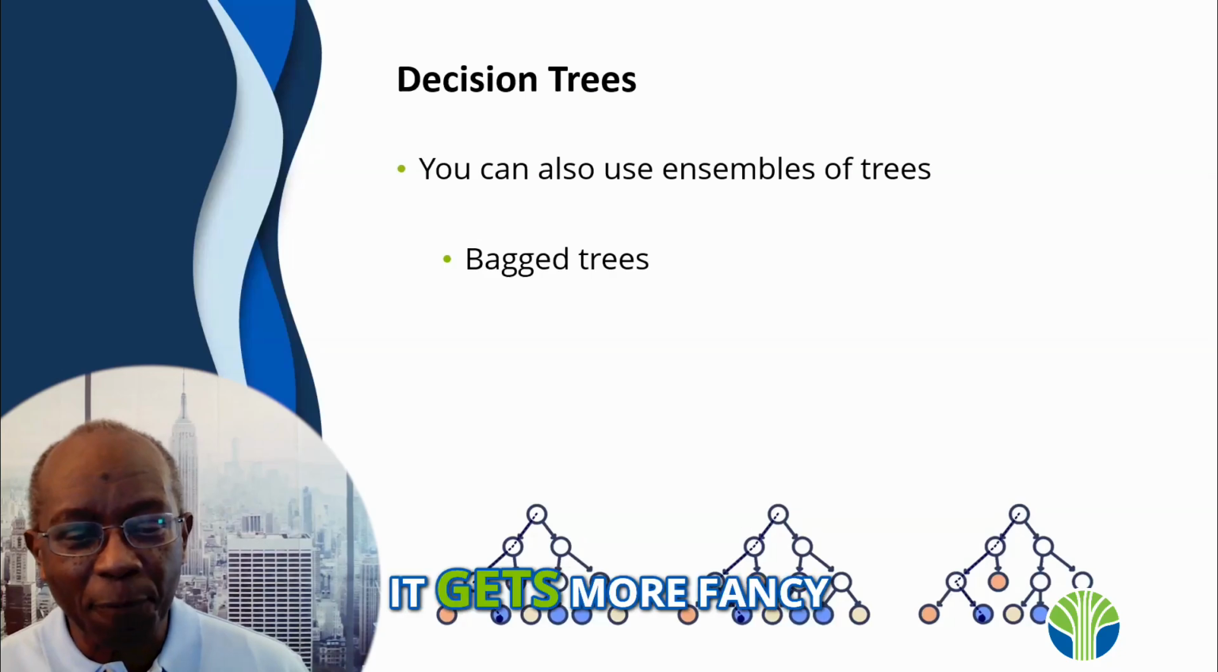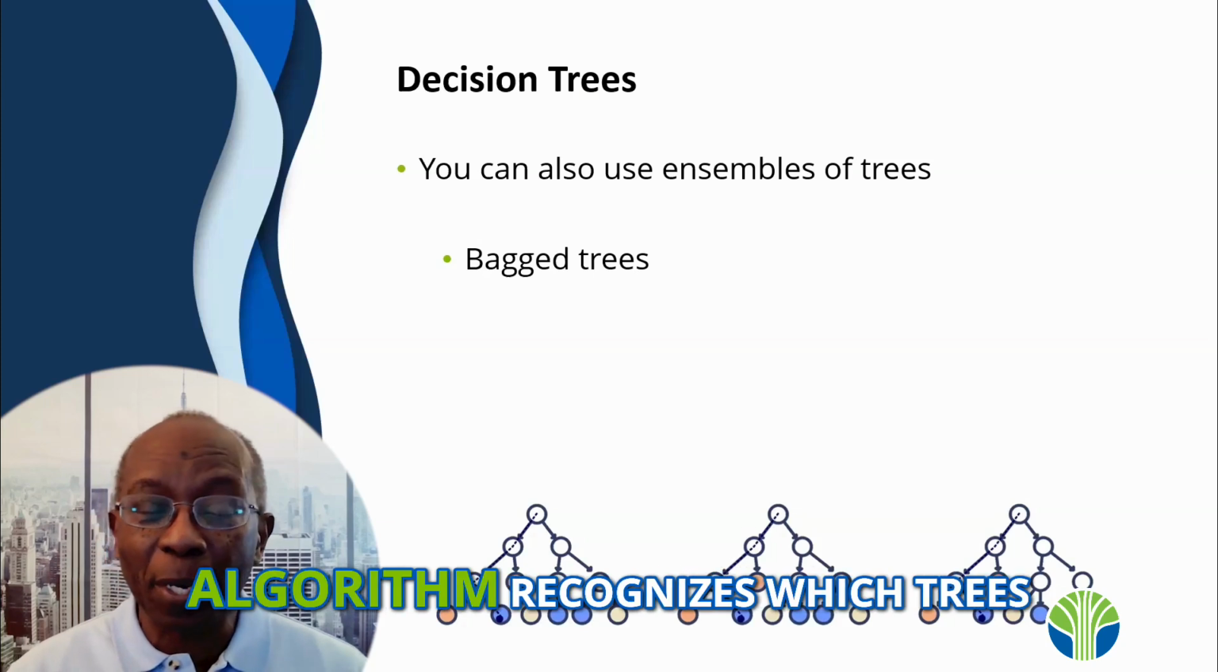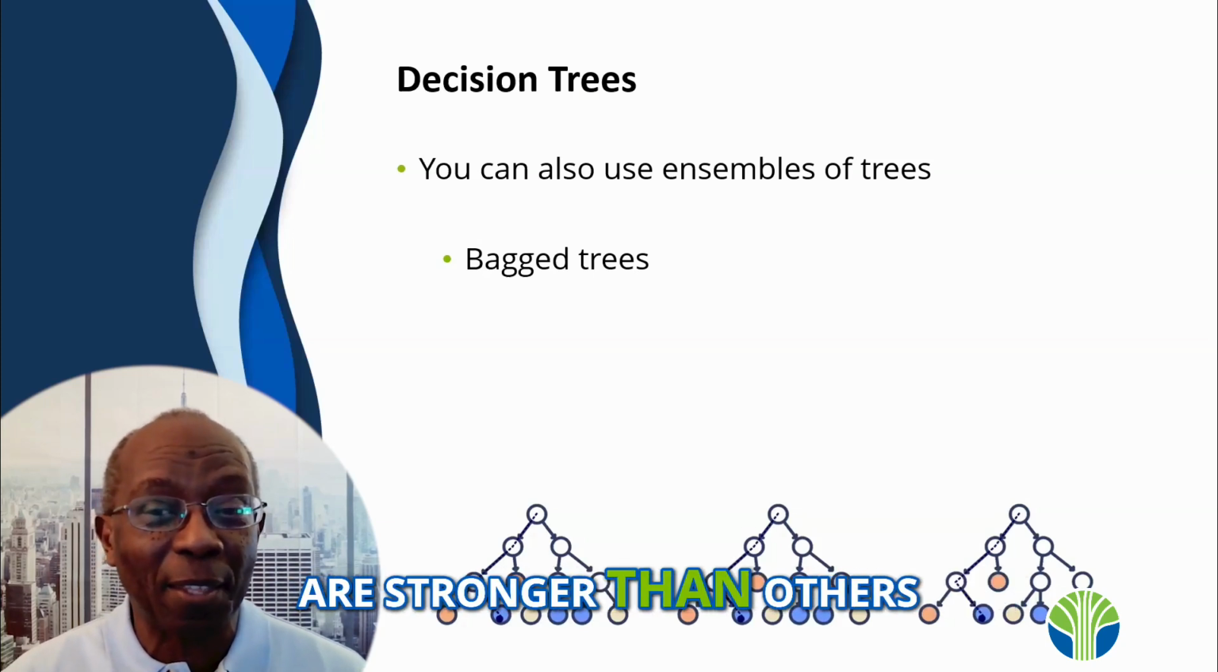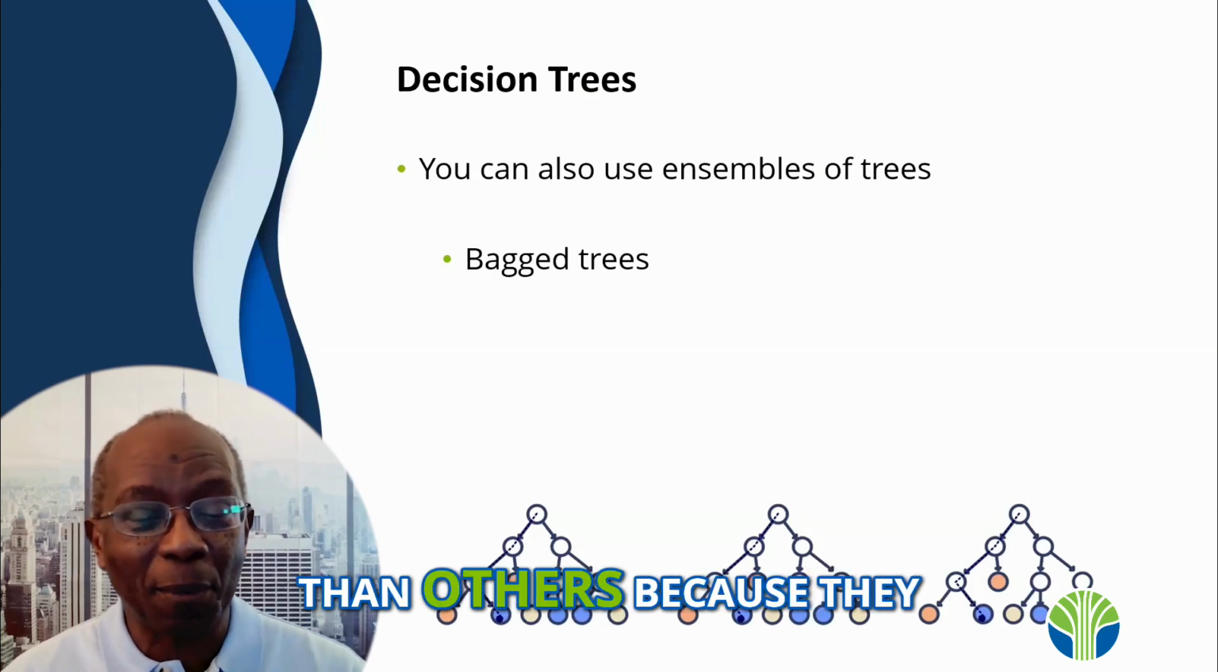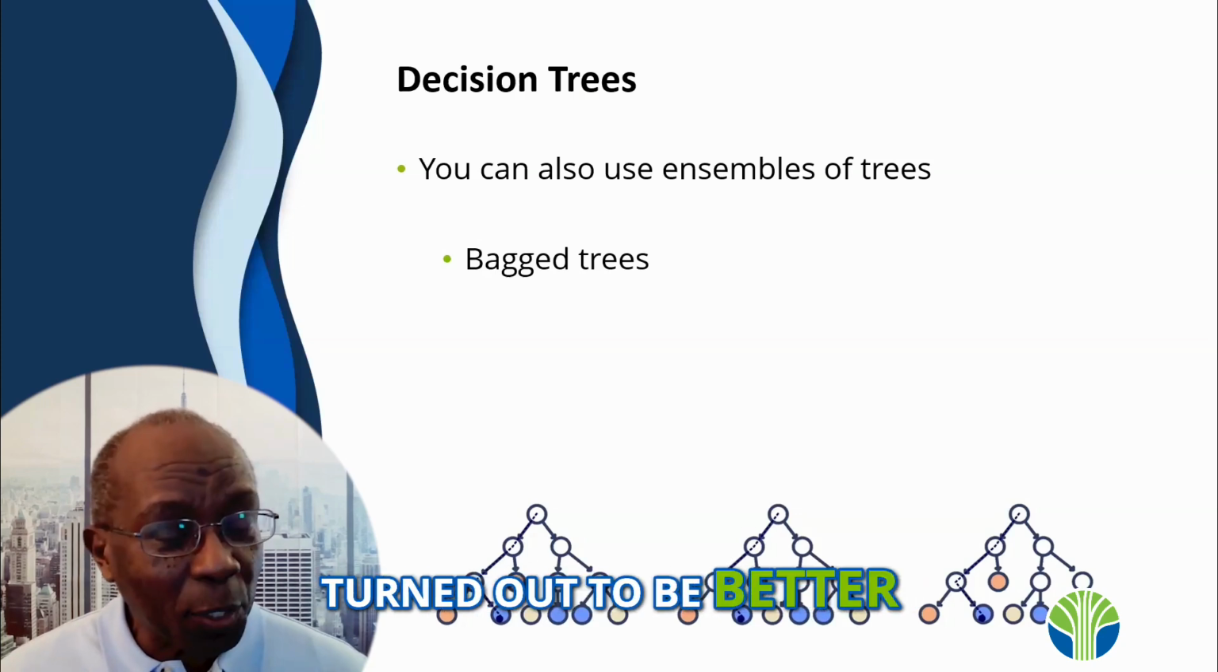Now, in real life, it gets more fancy because very soon your algorithm recognizes which trees are stronger than others. So some trees actually get more voting power than others because they turned out to be better. So that's one way to do it.